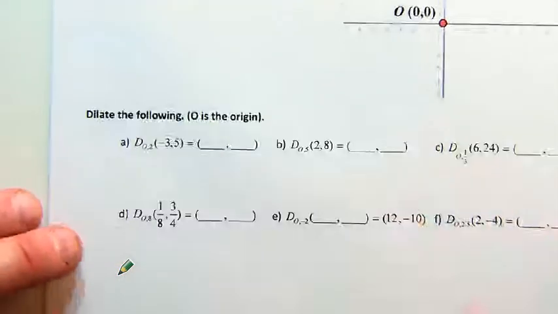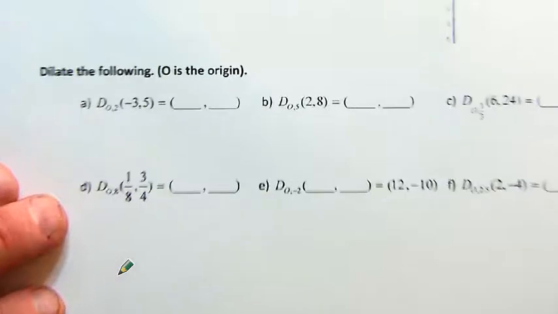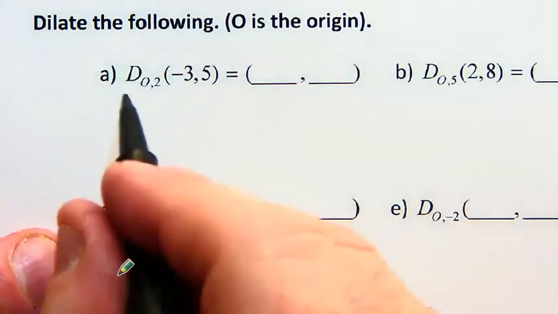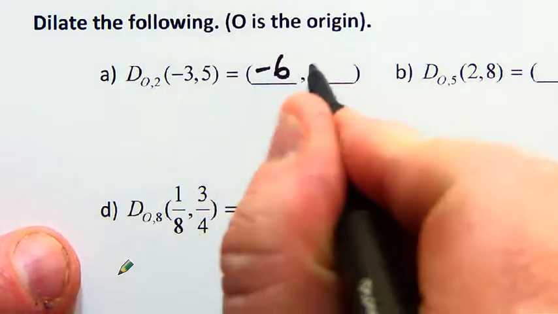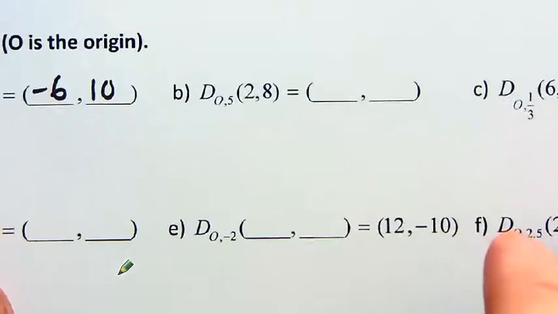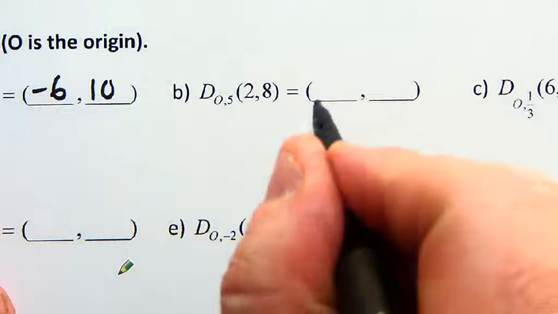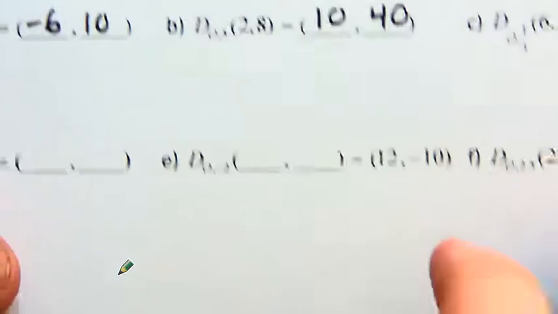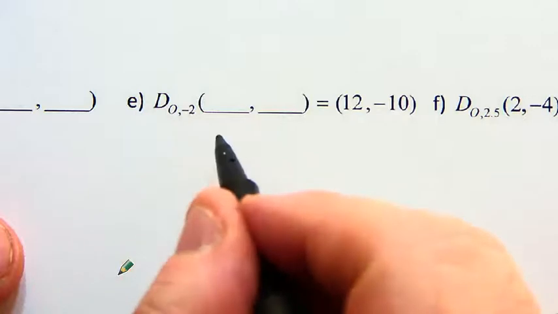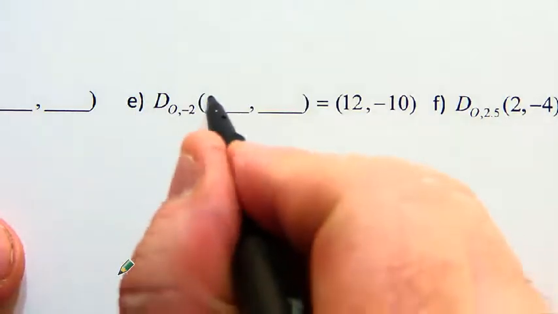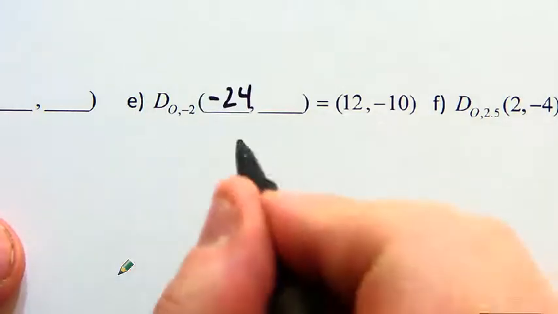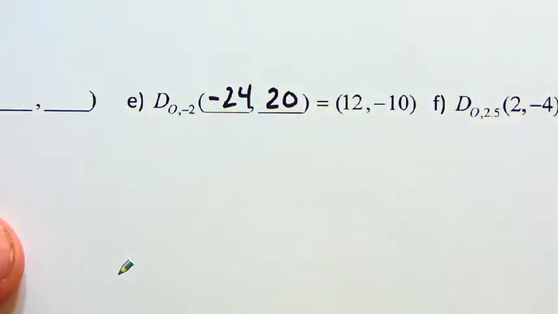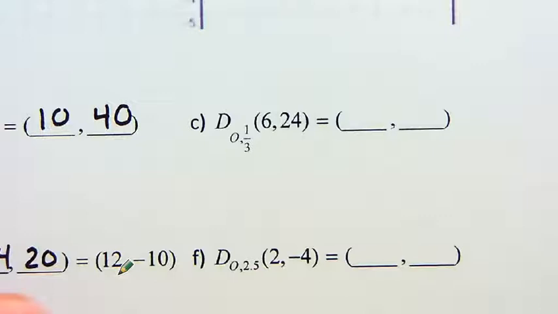So if we were to try and solve a couple of problems, let's zoom in here on something. So if I'm going to dilate from the origin, that's easy, -6 and 10. How about this one? 5 times by the origin, 10 and 40. Easy. Let's go down here. How about dilating by -2? Alright, well that would be -24 and +20, right? How about, do we got a fractional? Yeah, let's do this one over here.